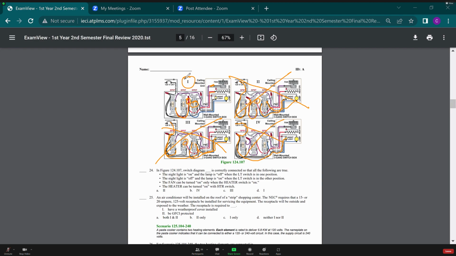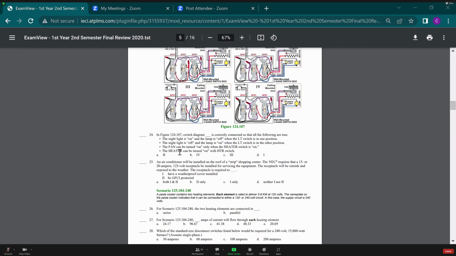The heater can also be on when the heater switch is on because the heater is hooked up to the heater switch. It's a pretty straightforward one there. We have delta. Yeah, it's a lot of different things that have to be accounted for. But in this, just take your pen to the paper, get it going, and trace everything out. It's the easiest way to handle these ones.